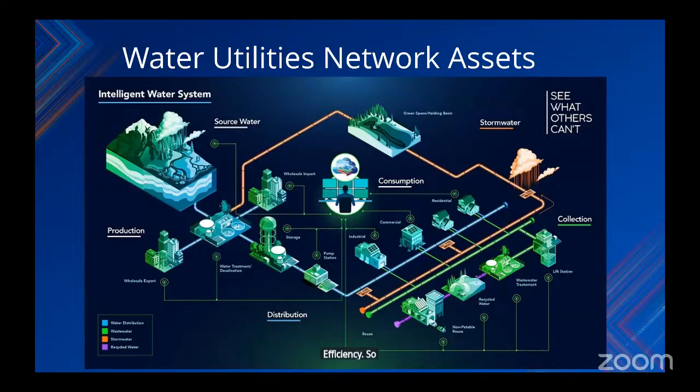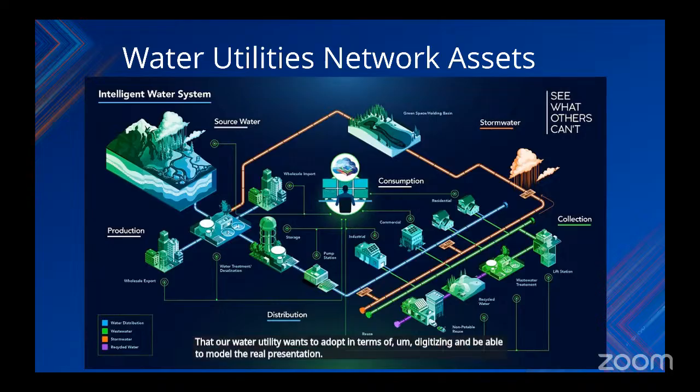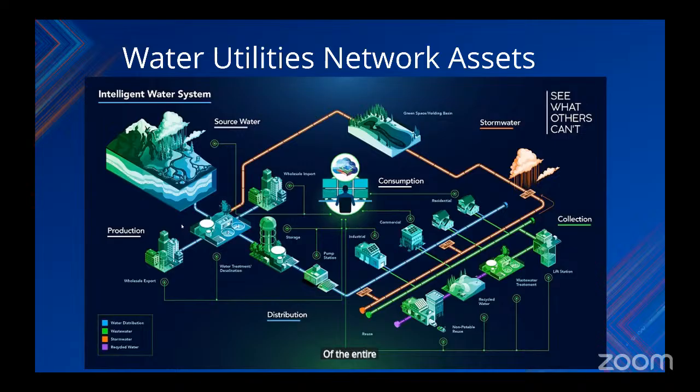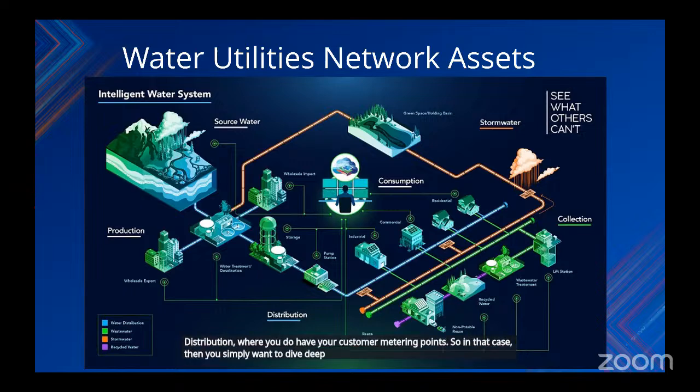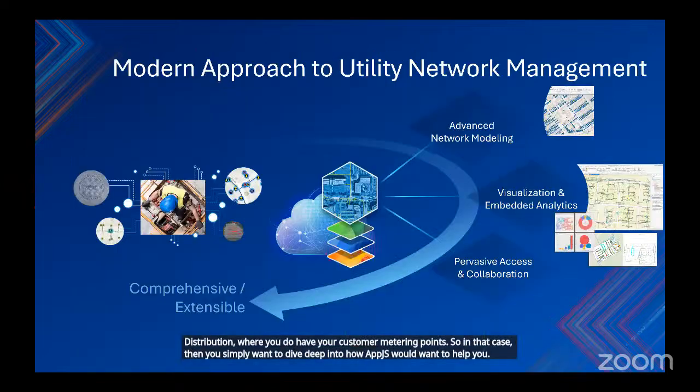And you look at this image here, which is basically a very complex network, and you should be able to perform this kind of network modeling with what we call the ArcGIS utility network. In this case, it's basically a framework that a water utility wants to adopt in terms of digitizing and modeling the real representation of the entire water network, from production up to distribution, where you have your customer metering points. So you simply want to dive deep into how ArcGIS will help you perform these kinds of functionalities.